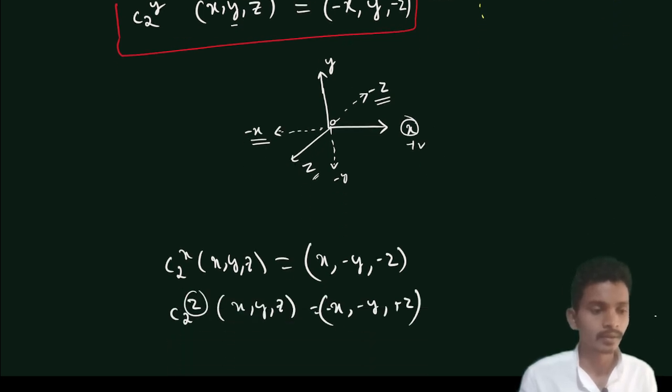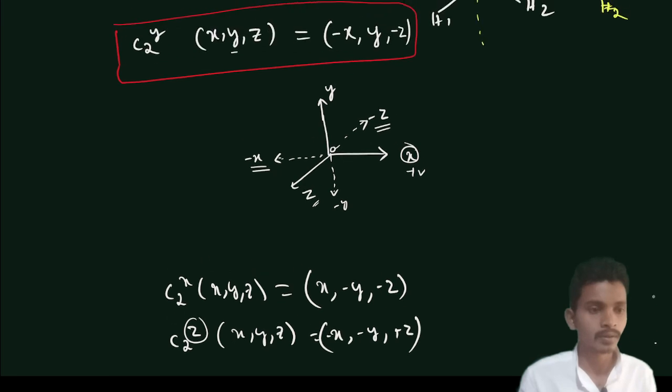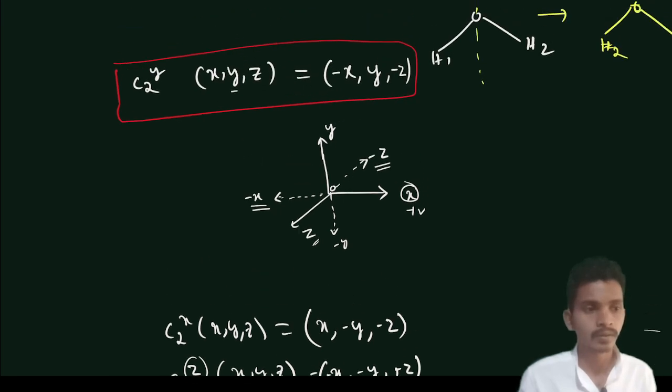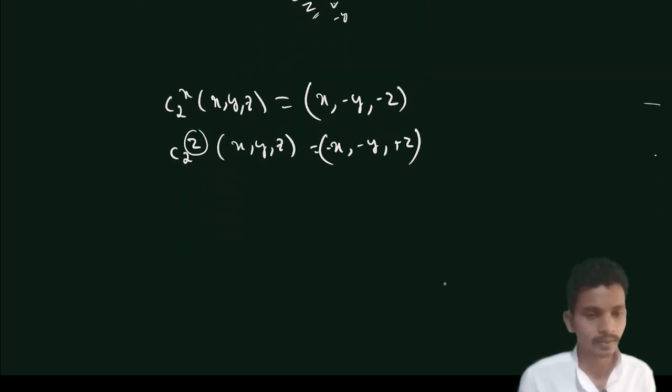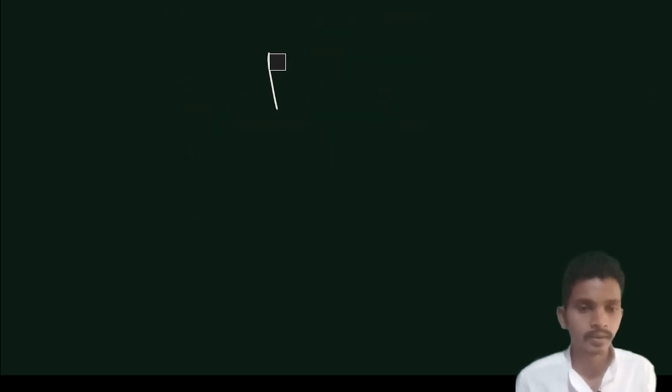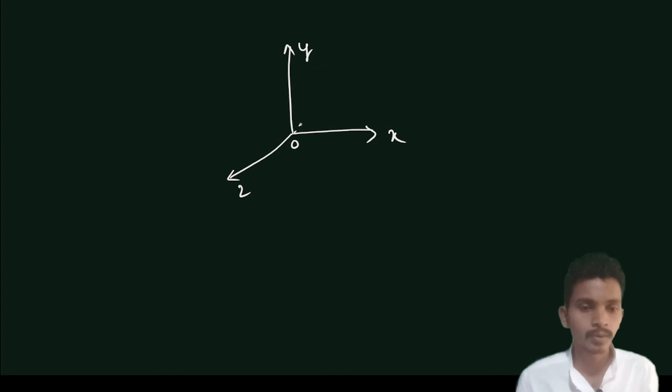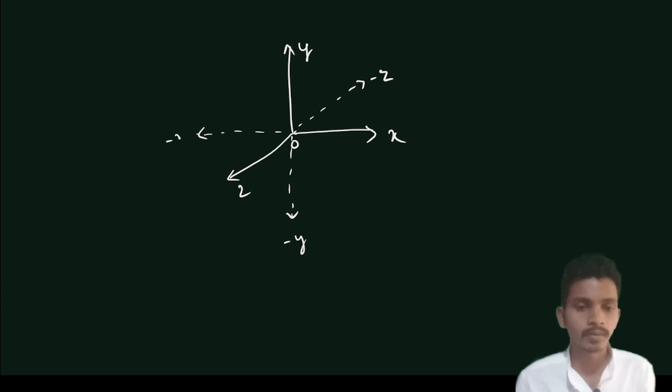then, so if you talk about the plane, let's say this is x-axis, this is y-axis, this is z-axis, and this is 0, and if you go to this, then we are getting minus z, and if you come here, then we are getting minus y, and if you go here, we are getting minus x.